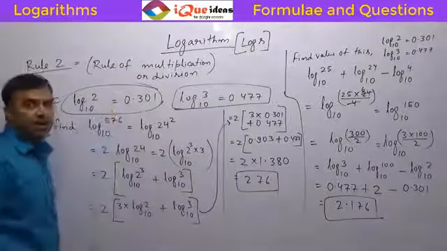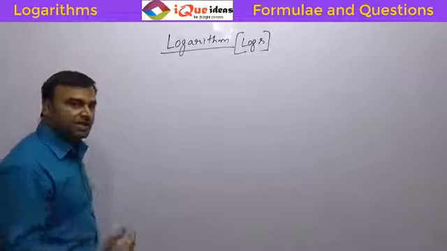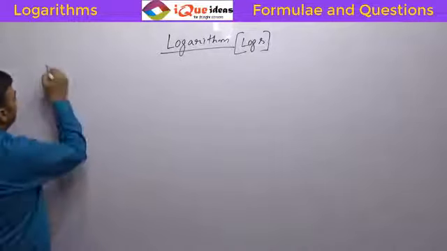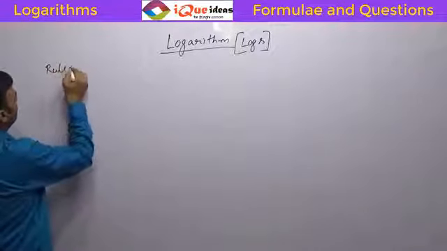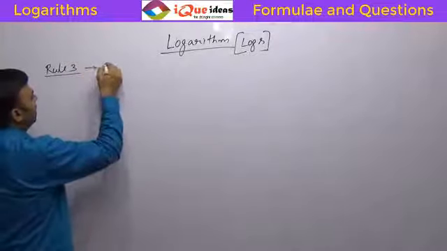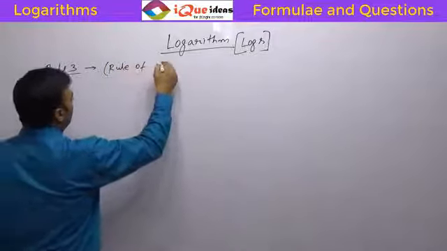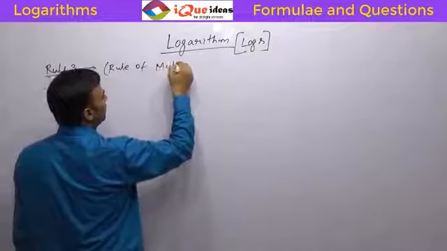These values must be given. Alright. Now we'll move on to the next rule. It's a very important rule, that is rule 3. And here this is called the rule of multiplication of logs.